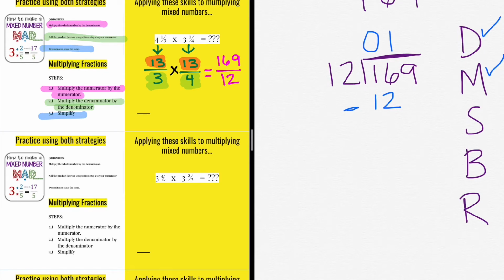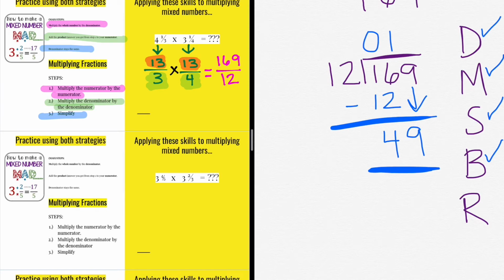I then move on to subtraction. And 16 minus 12 equals 4. I'm then ready for the bring down step, which is 9. And I then look and see, do I repeat or remainder? And I know 49 is bigger than my divisor, so I must repeat all the steps over. And I have to decide how many times can 12 go into 49. I'll give you a moment to figure that out and see if you can solve it.